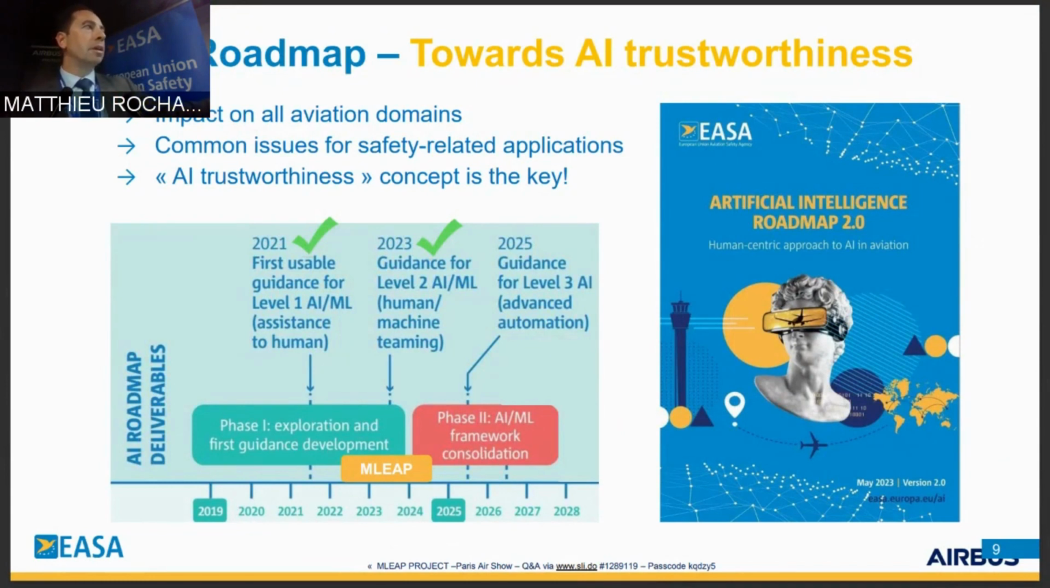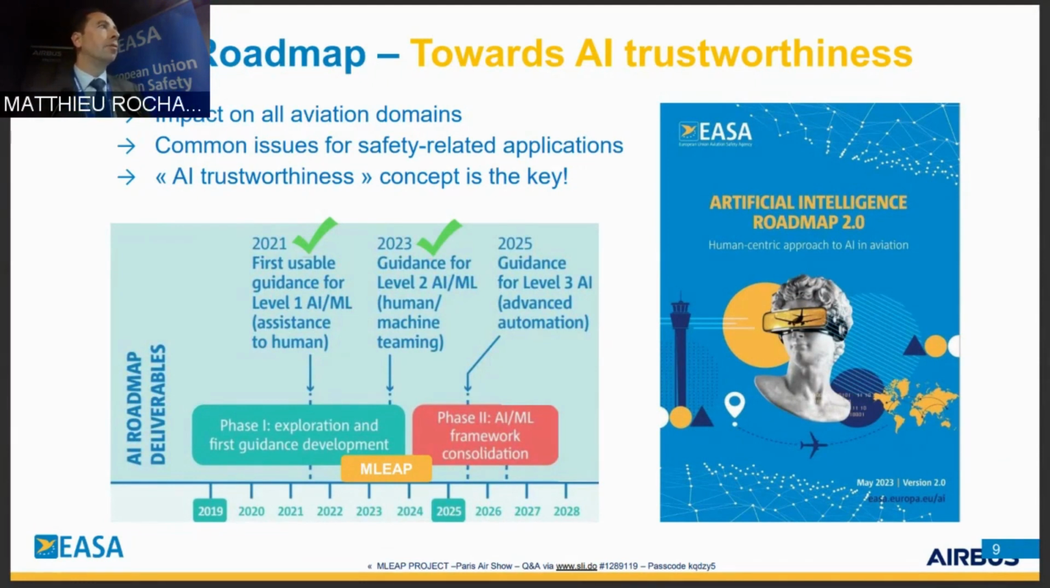Before leaving that one, I just wanted to make clear one thing. We have sliced down the effort in three subsequent levels of deployment of AI. Level one is about assistance. Level two is about human-machine teaming. Level three is something we have not entered yet, whereas we've released already a concept paper for level one in 2021, and a proposed concept paper for level two in 2023.